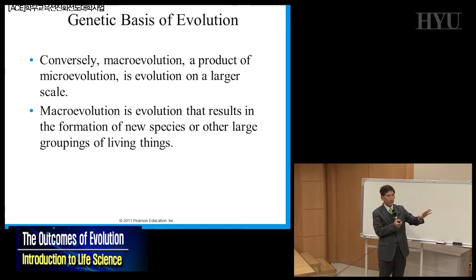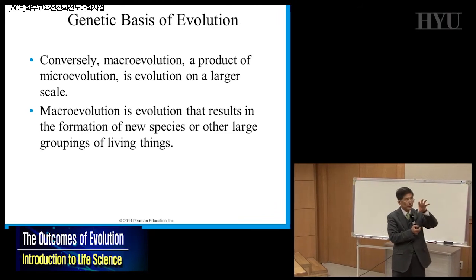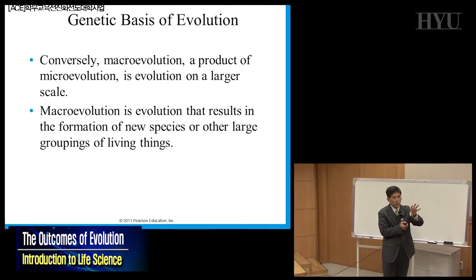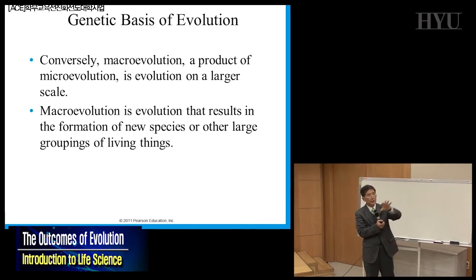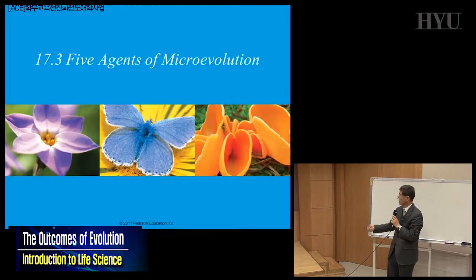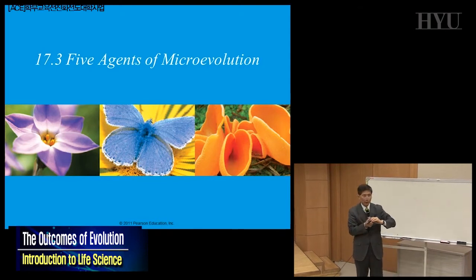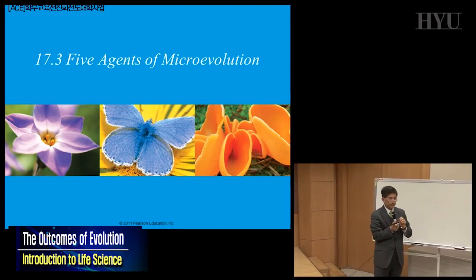What is microevolution? It's the change in frequency of alleles. We're looking at the genetic level. What's the inside of individuals? What is the allele frequency and how is this changing as a population is evolving? Okay, that's microevolution. Okay. So there are 5 agents for this microevolution.